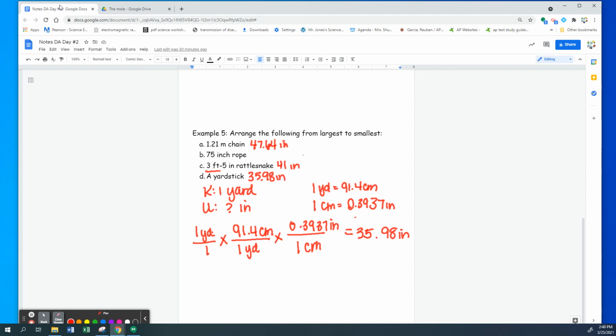Now I'm going to put them in order. So the order would go largest to smallest. It looks like the 75-inch rope is largest. Next we have the chain. Next the rattlesnake. And finally the yardstick.